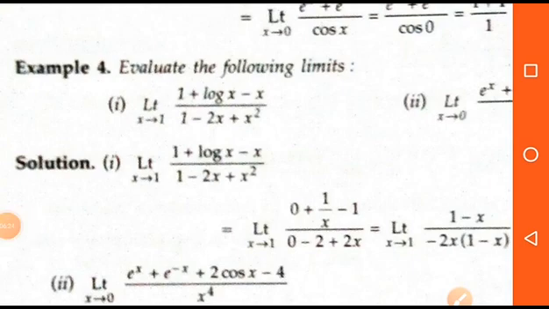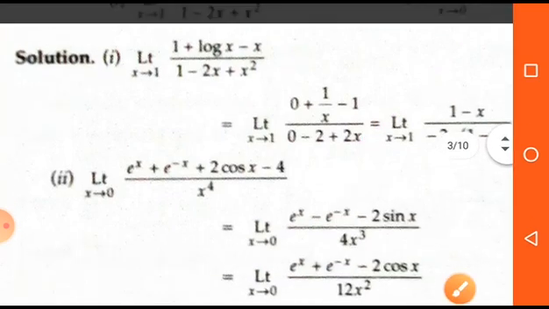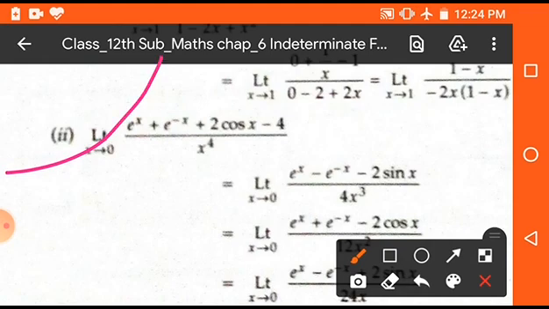Okay students. So now on differentiating we get limit x tends to 1, 0 plus 1 by x minus 1 upon 0 minus 2 plus 2x. So finally again differentiating and taking LCM, we get (1 minus x) upon minus 2x(1 minus x). Clear? Now, students, put the value and we get the required answer.